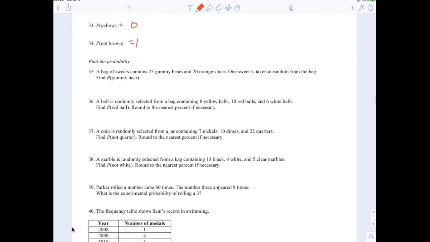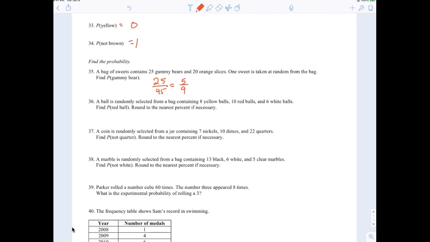Aiden, give me 35. The bag contains 25 gummy bears and 20 individual slices. One sweet is taken at random from the bag. Find the probability. What would it be? It would be 45. Out of what? Very good. And then we reduce that. Oh, 5/9, isn't it?